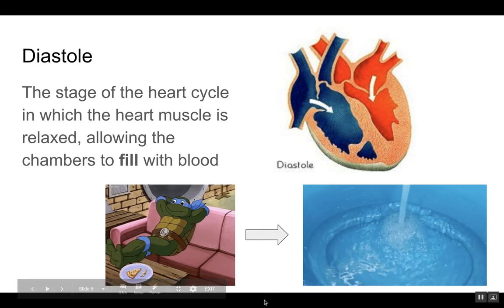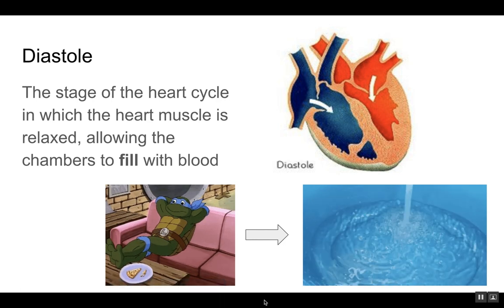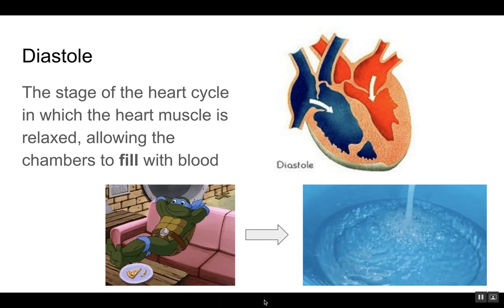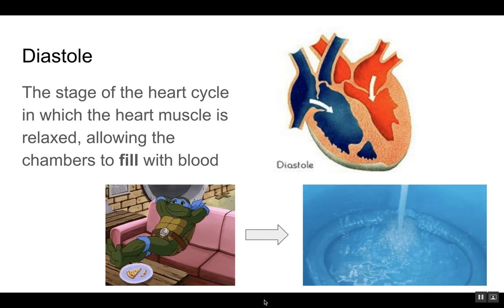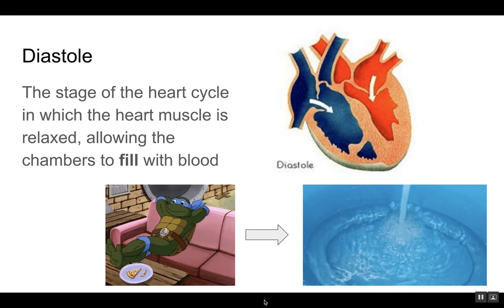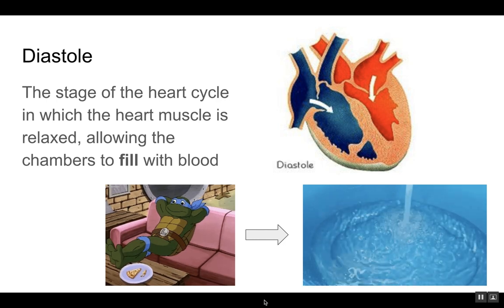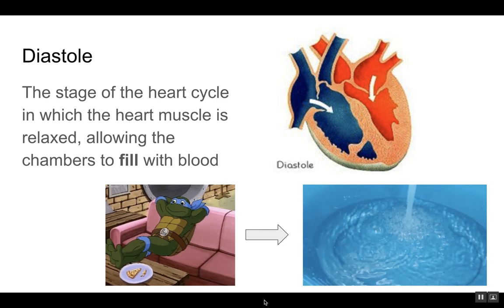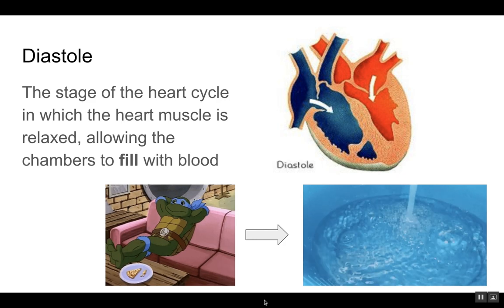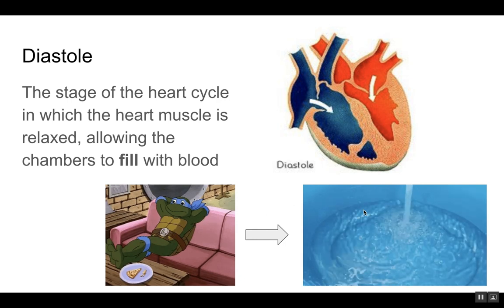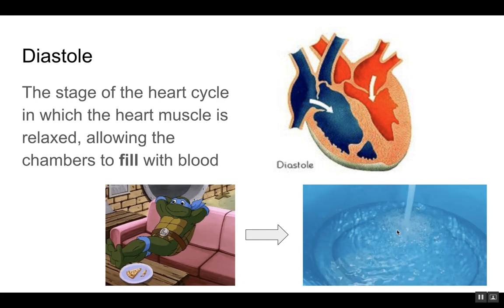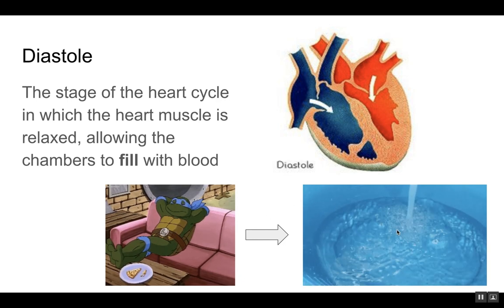Next vocab word here is diastole. This is the stage of the heart cycle in which the heart muscle is relaxed, allowing the chambers to fill with blood. So this is when the heart, instead of contracting, is relaxing. It's like opening up. It's kind of just chilling for a minute, like you see the Ninja Turtle here, Leonardo, just chilling, allowing the blood to fill up the part of the heart so it can then be pumped out.